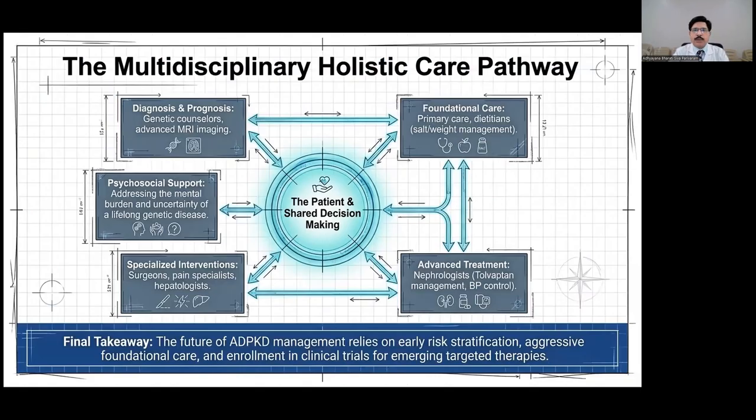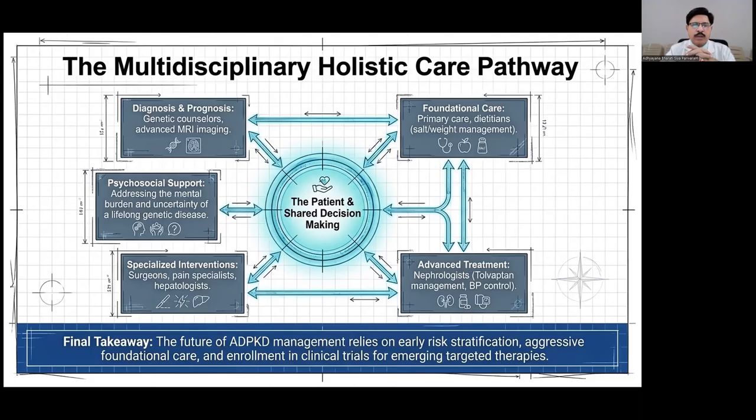Now, multidisciplinary holistic care and pathway. What do I do first? Diagnosis and prognosis: genetic counselor, advanced MRI imaging. Foundational care: primary care, dietitian, salt and weight management. Psychological support, addressing the mental burden and uncertainty of lifelong genetic disease. And you have advanced treatment: nephrologist, tolvaptan, BP control. Specialized intervention: surgical care, pain specialist and hepatologist.